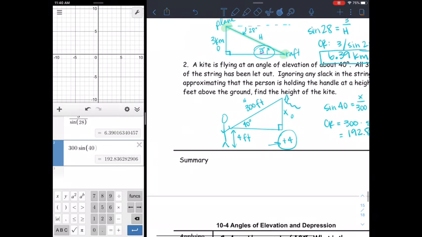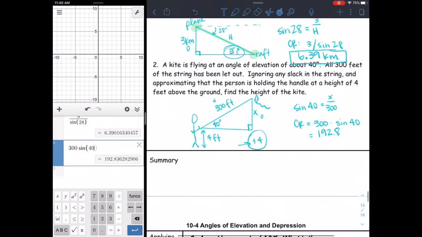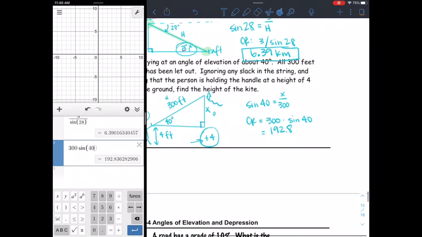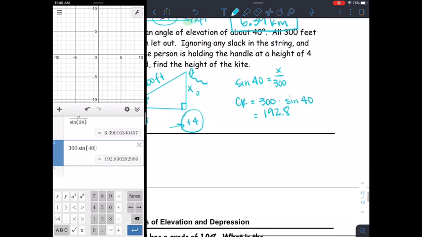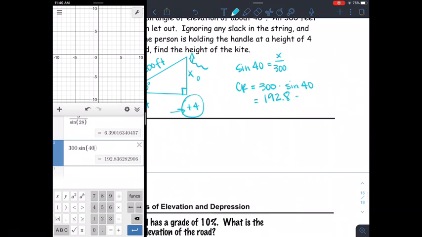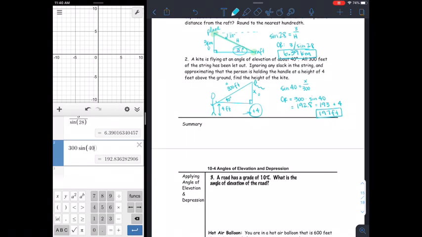Let's see what it tells me that I need for approximating. Let's just say to the nearest foot, because it doesn't really tell us anything. So let's say that's 193, and then be sure and add the 4 to it. So 197 feet would be the height of our kite.